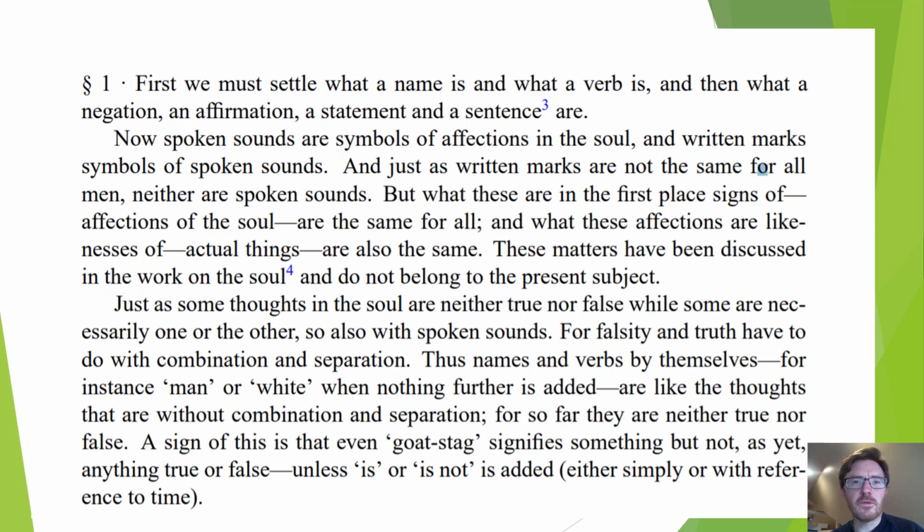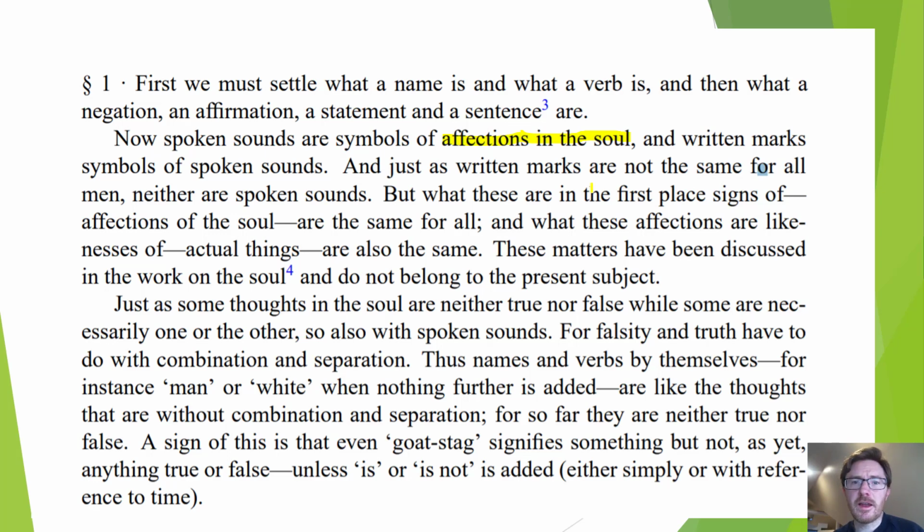He says, now spoken sounds are symbols of affections in the soul, and written marks symbols of spoken sounds. Now you look at this sentence and you might think, okay, I understand what spoken sounds are. And he says they are symbols. Okay, I understand what symbols are. But then we get to this part where he says affections in the soul. And if you're thinking rationally, you may just want to stop right there and say, what? Sorry. Affections in the soul. What is going on here? What is an affection in the soul?